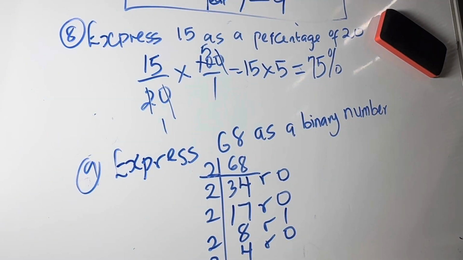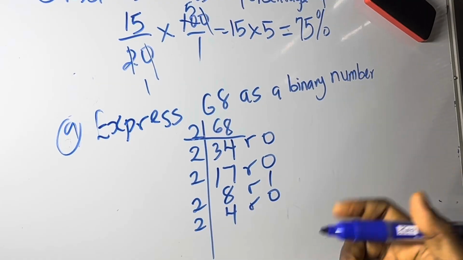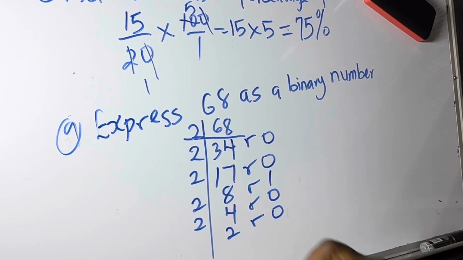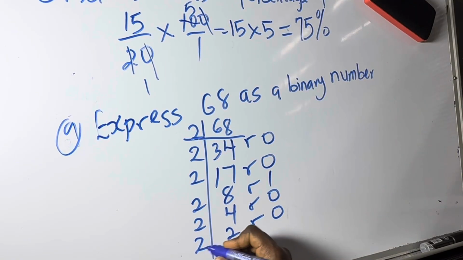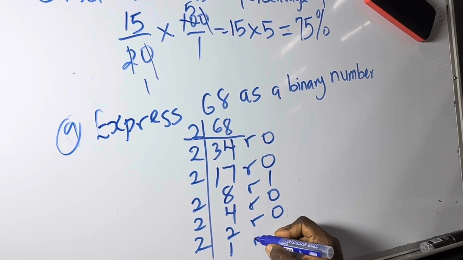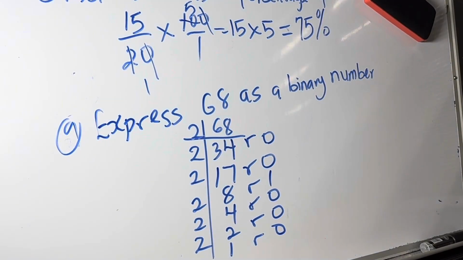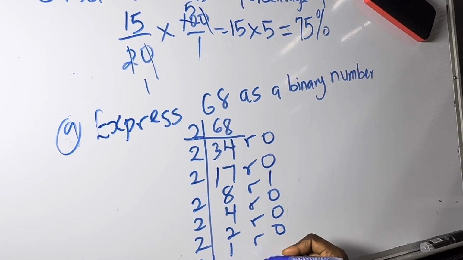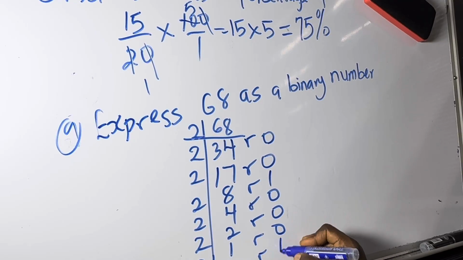2 in 4 is 2, remainder 0. 2 in 2 is 1, remainder 0. Now, 2 in 1 is what? Is that possible? 2 in 1 is impossible. That's 0, remainder 1.